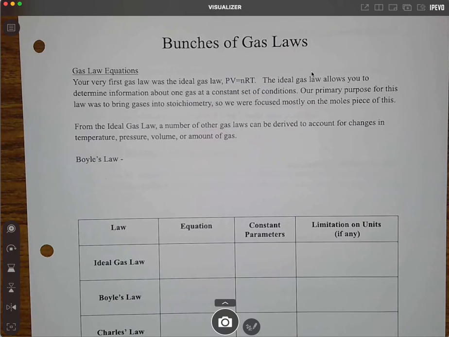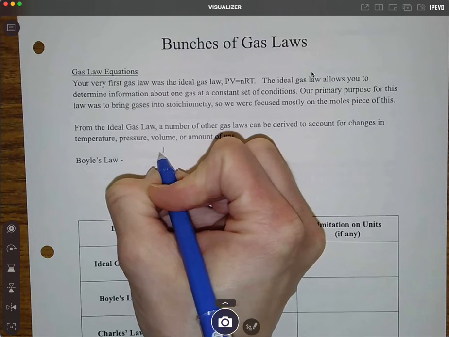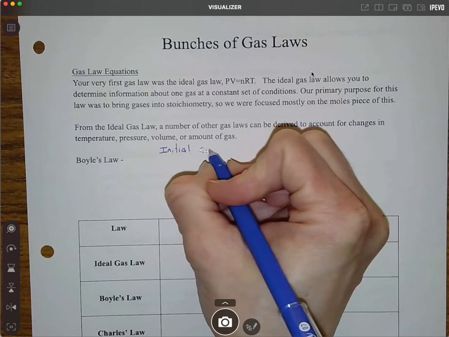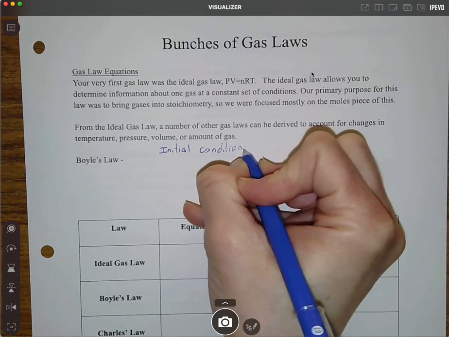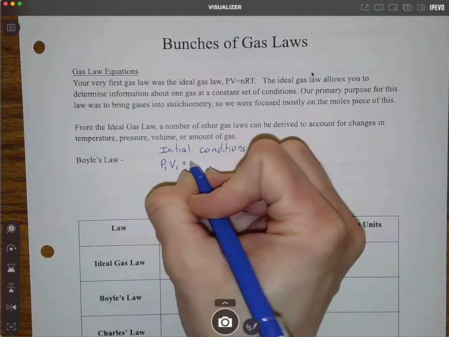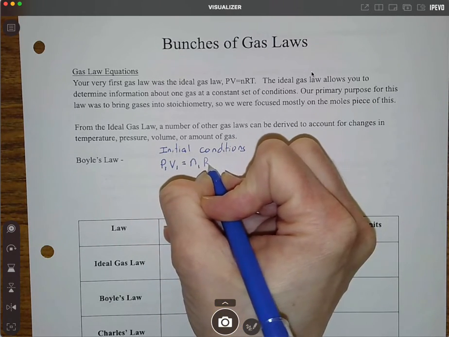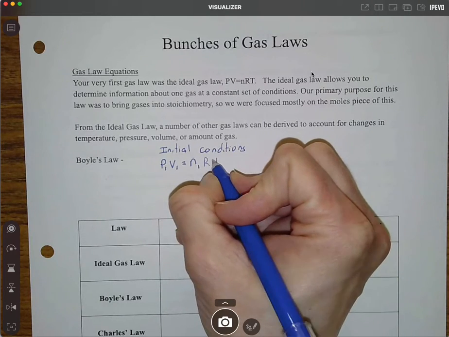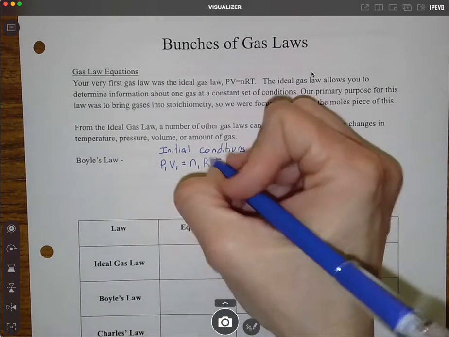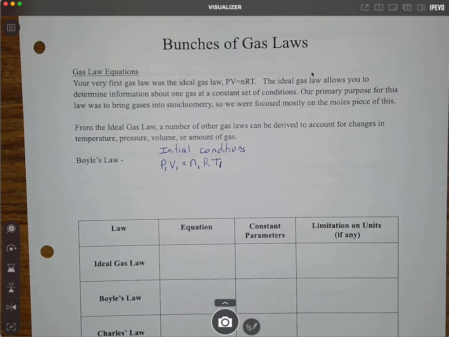And I'm going to show you where Boyle's law comes from. And you could go through the same kind of process with all the others and eventually get there. So let's say you have a gas under some initial set of conditions. And it's described by P1 V1 equals N1 R T1. R is going to be the same all the time, so I don't have to specify that that's an initial condition. And so that would describe your gas under this initial set of conditions, the ideal gas law.